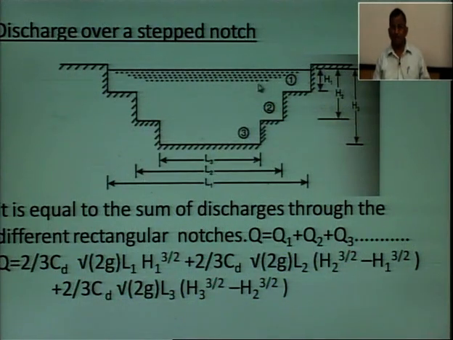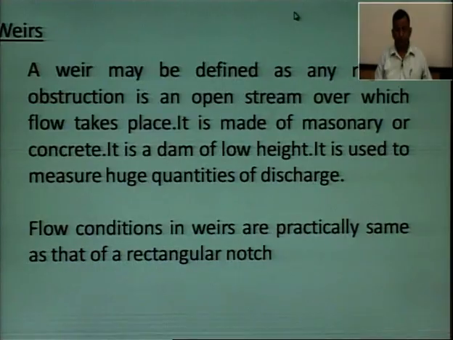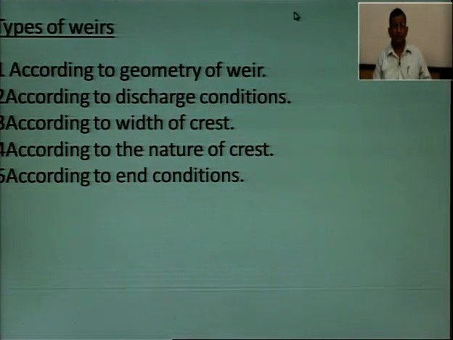So we have to subtract this one. So it means that 2/3 Cd 2g under root, H3 raised to power 3/2 minus H2 raised to power 3/2. Then we come to the weirs.